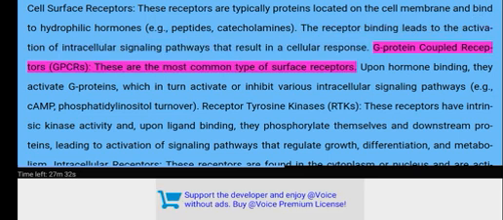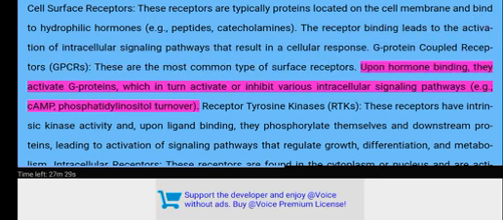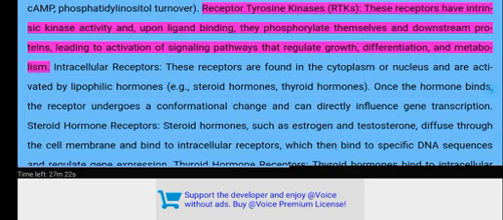G-protein coupled receptors, GPCRs. These are the most common type of surface receptors. Upon hormone binding, they activate G-proteins, which in turn activate or inhibit various intracellular signaling pathways, e.g., cAMP, phosphatidylinositol turnover. Receptor tyrosine kinases, RTKs. These receptors have intrinsic kinase activity and, upon ligand binding, they phosphorylate themselves and downstream proteins, leading to activation of signaling pathways that regulate growth, differentiation, and metabolism.